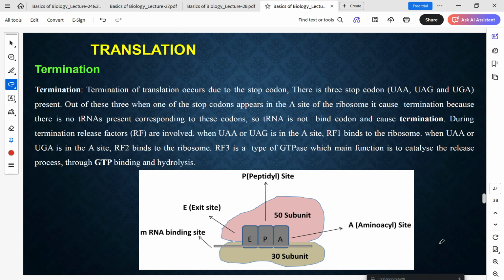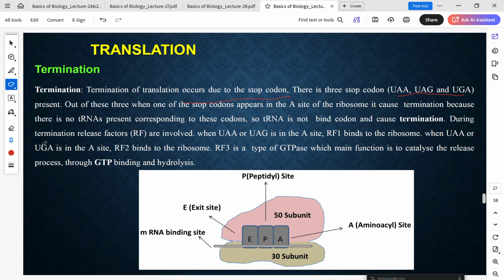Then there is the termination. The termination of translation occurs due to the stop codon. You saw there were 3 stop codons, UAA, UAG and UGA. If any one of these appears at the A site of the ribosome, then termination occurs, because none of the tRNAs have anticodons that recognize these codons. So therefore there is termination of the reaction.